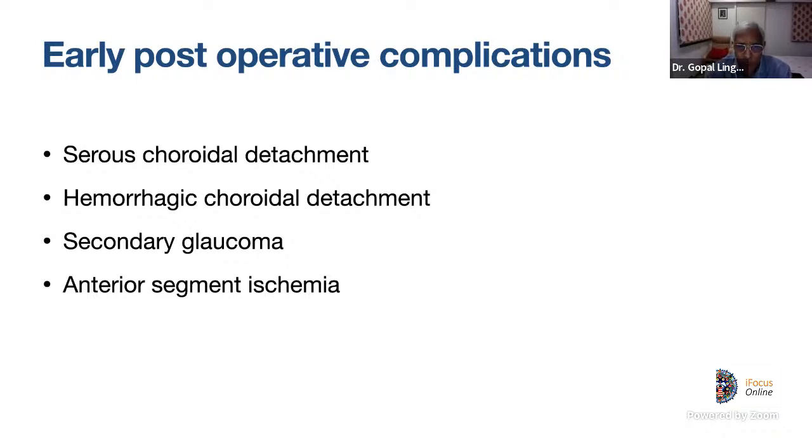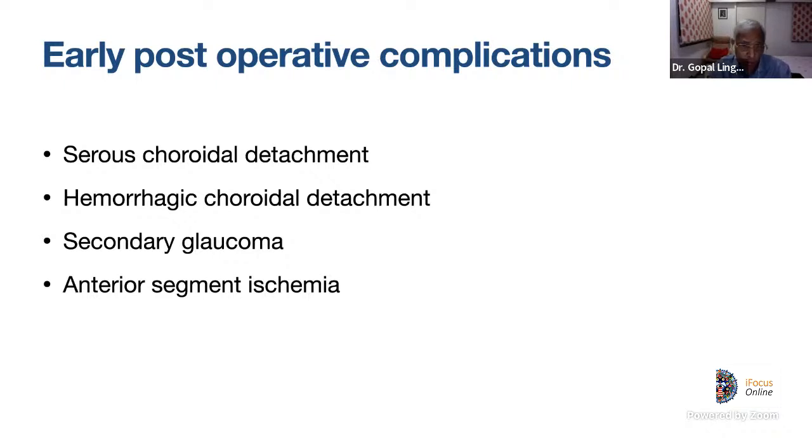What about hemorrhagic choroidal detachments? They can be dangerous, but limited hemorrhagic choroidal detachments tend to resolve over a period of time, not leaving behind any residual damage. But massive hemorrhagic choroidal detachment can have breakthrough effects. The hemorrhage can break through the retina and cause problems. This can occur intraoperatively as well as postoperatively.